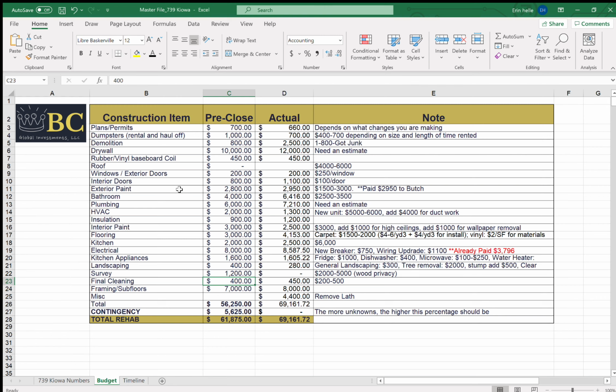It ended up being $450 because there was a ton of paint on the bathroom finishes, on the toilets, and the tub and stuff. So the cleaner charged us a little more for that. We thought about $7,000 in framing and subfloors, but we ended up paying $8,000.